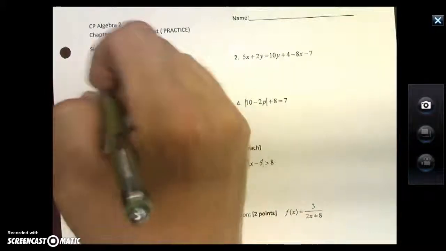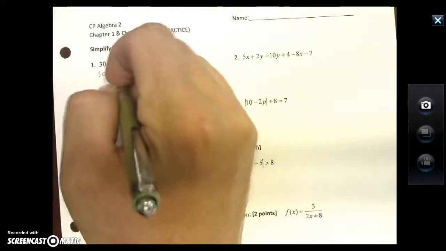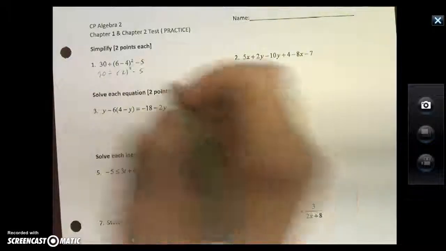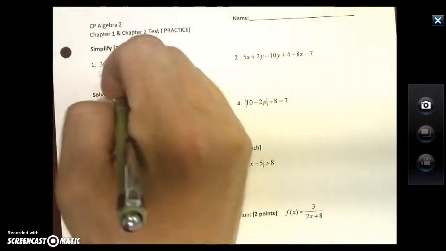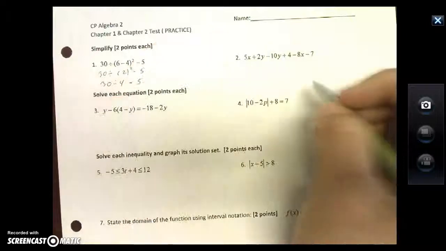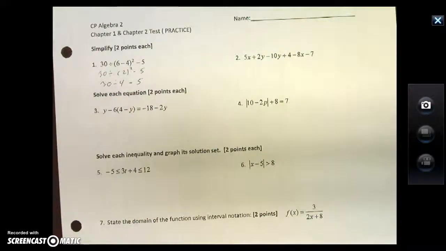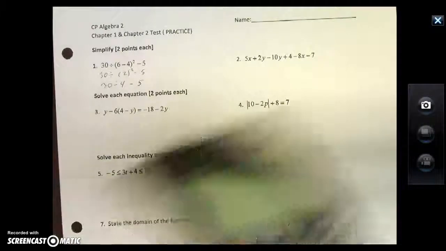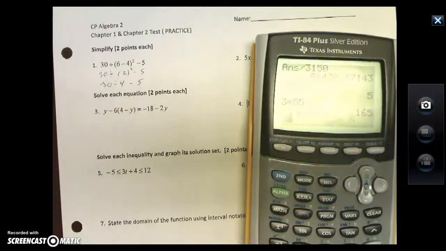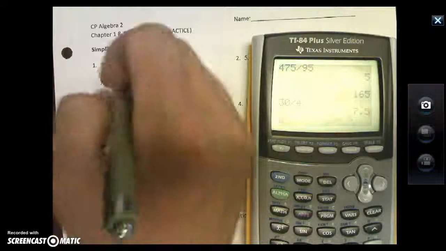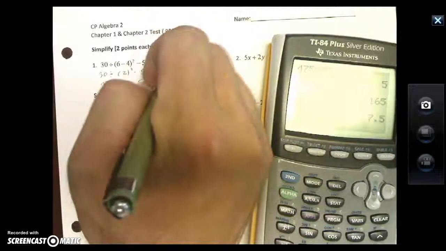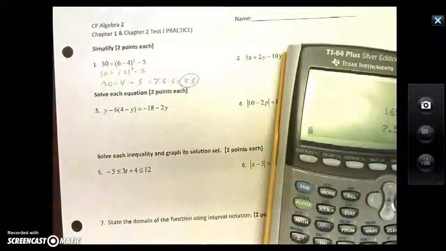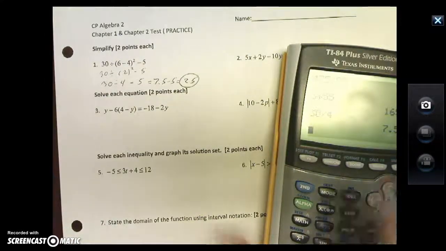Order of operations, number 1, simplify. Parentheses first. So we got 30 divided by 2 squared minus 5. Next is exponents. 30 divided by 4 minus 5. Now we're going to take a look at 30 divided by 4. If we do 30 divided by 4, what we're going to get is 7.5, minus 5, we get 2.5.